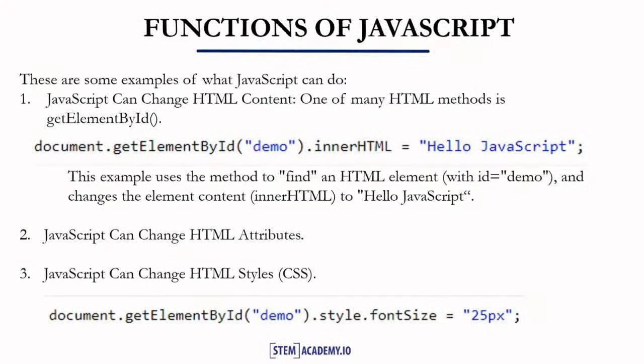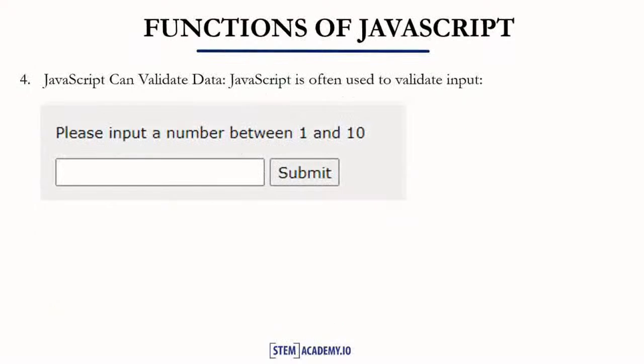Here are some examples of what JavaScript can do. 1. JavaScript can change HTML content. 2. JavaScript can change HTML attributes. 3. JavaScript can change HTML styles. And 4. JavaScript can validate data. JavaScript is often used to validate input.